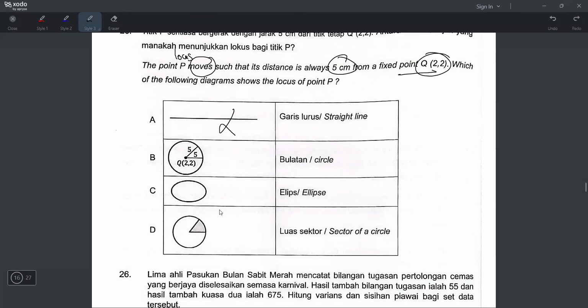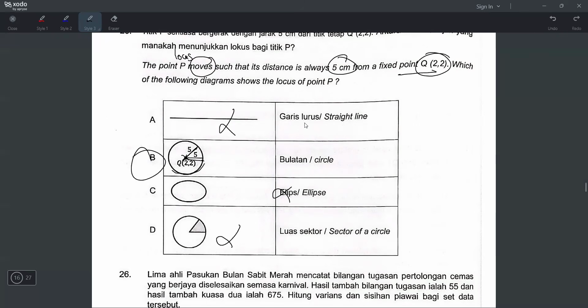So this is not a circle, this is not a circle, this is not a circle, B lah. Yeah, so it's a circle surrounding. Yeah, because they say the distance is always 5 cm from Q. So Q will be the center and the distance is always 5 cm from Q. So this is the answer.